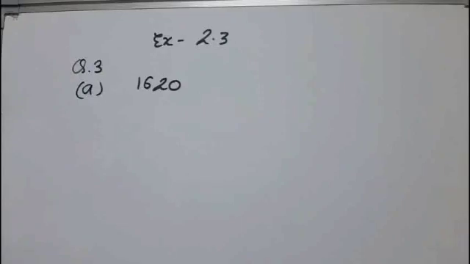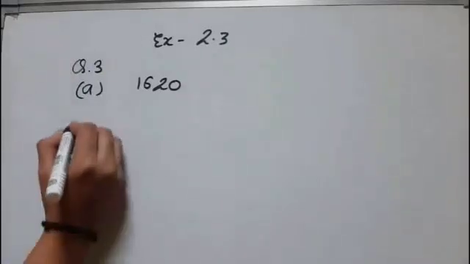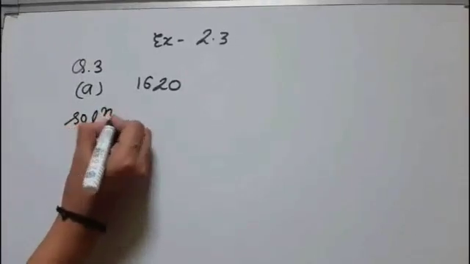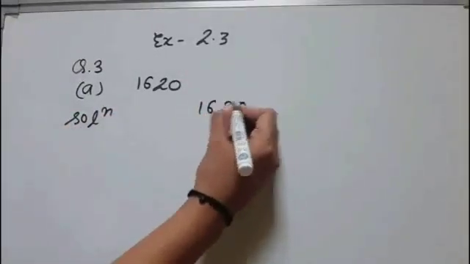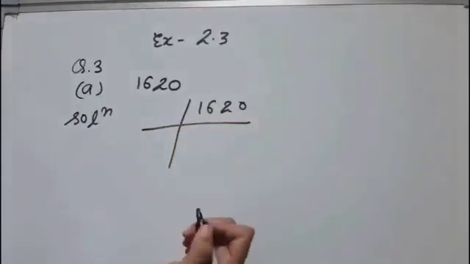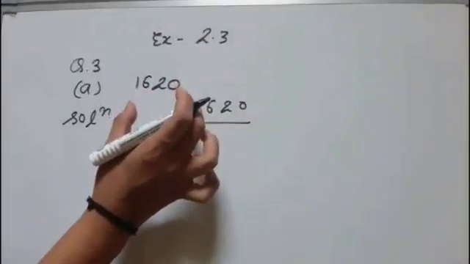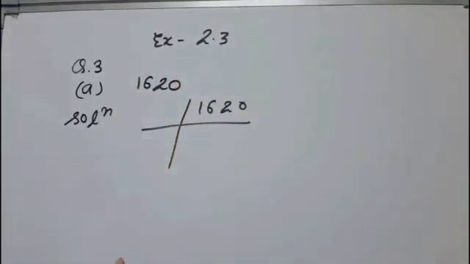Now exercise 2.3, question number 3, part A. In this question you have to do prime factorization of the given number. After doing prime factorization you will get prime factors, and one or two will be unpaired. So by that number you have to divide this number, so that number will be your answer.